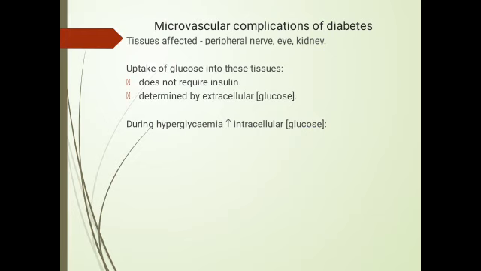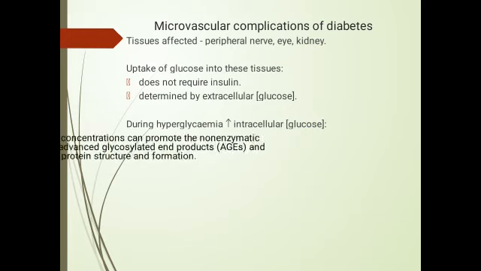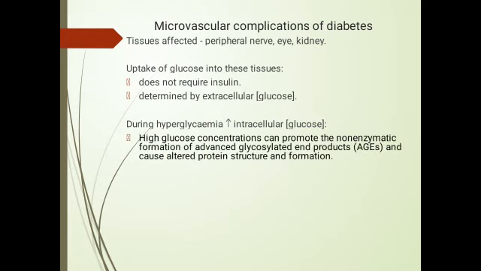So you shall see during hyperglycemia there is increased intracellular glucose in these tissues. The high glucose concentration can promote the non-enzymatic formation of advanced glycosylated end products, that is AGEs, and cause altered protein structure and function. So that is nothing but increased blood glucose causing the non-enzymatic glycosylation of the cellular proteins, which results in altered protein structure and function.